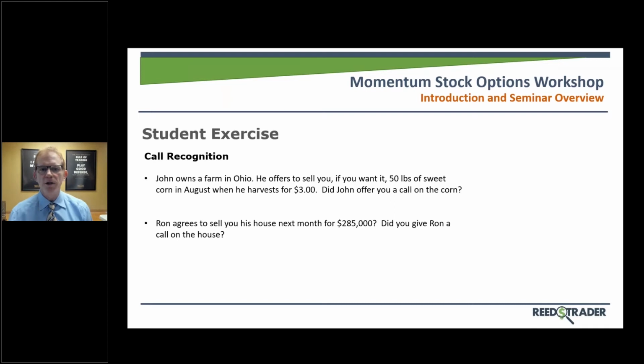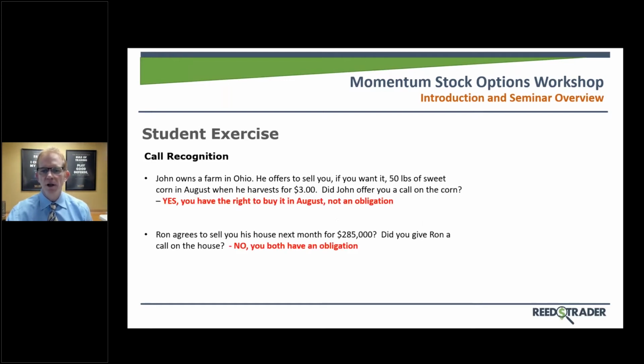So first of all, let's look at this. John owns a farm in Ohio, and he offers to sell you, if you want it, 50 pounds of sweet corn in August when he harvests, and he'll sell those to you for $3 a bushel. Did John offer you a call on the corn? Well, in this case, the key line here is, yes, he did offer you a call on the corn.